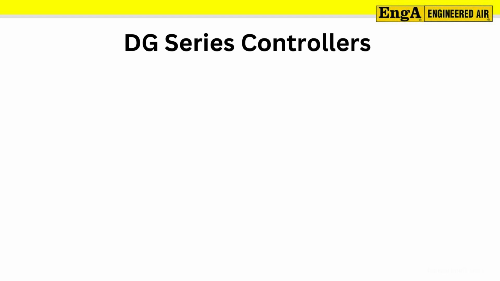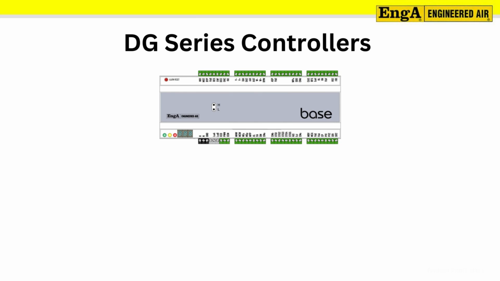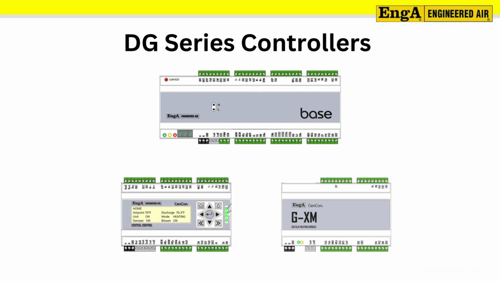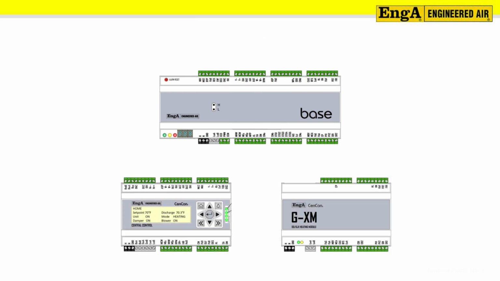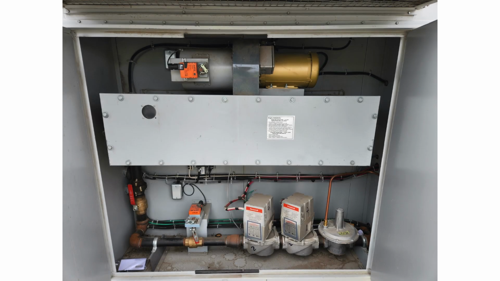On the DG series equipment, you will see either the base controller or the CenCon controller accompanied by the GXM expansion module. Inside the burner cabinet is where the gas and combustion components are located. The common components associated with the burner manifold typically include the pilot valve, manifold pressure regulator, main gas shutoff valve, there may be one or two of these, modulating ball valve, and the manual shutoff valve.